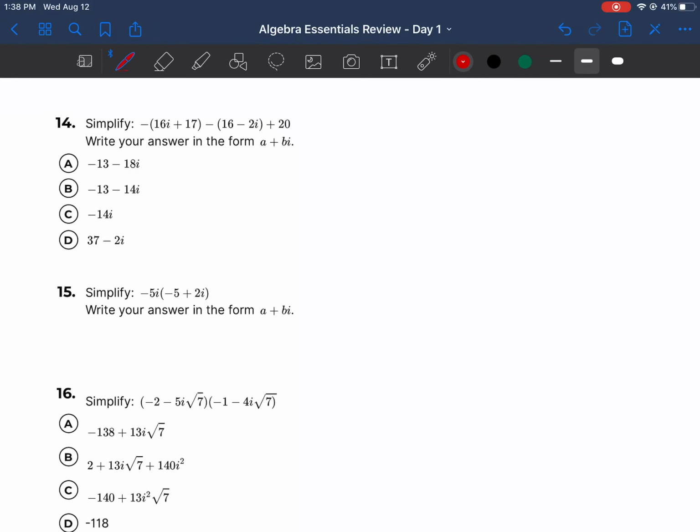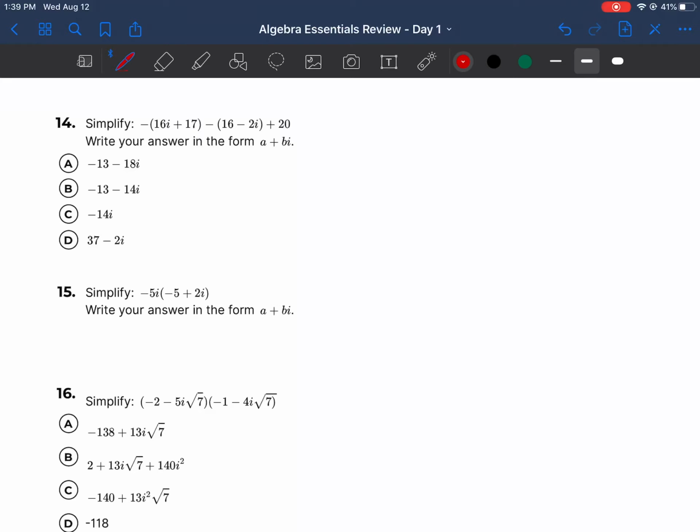Number 14, simplify this expression. Write your answer in the form a plus bi. Notice that we're working with complex numbers now. Complex numbers have a real part and an imaginary part. So when adding or subtracting complex numbers, we add or subtract the real parts, add or subtract the imaginary parts, and make sure we write in the correct form.